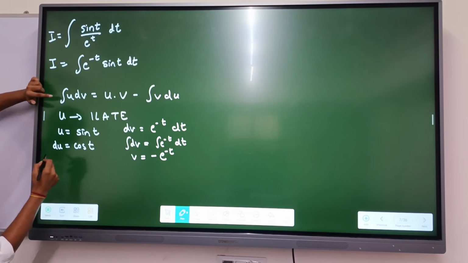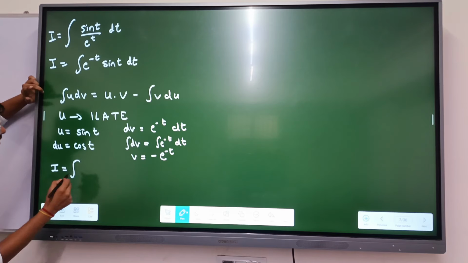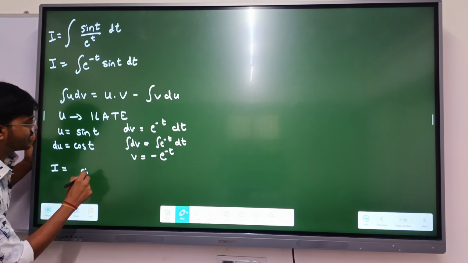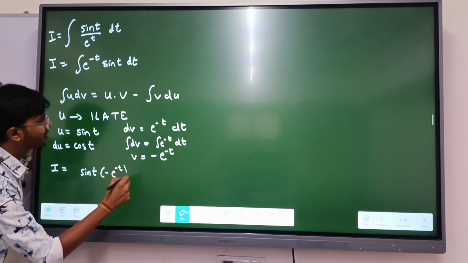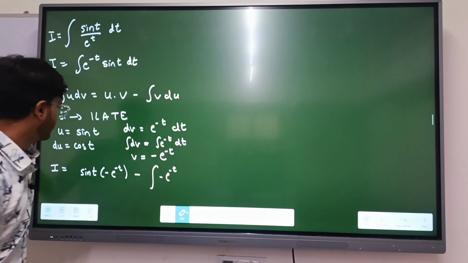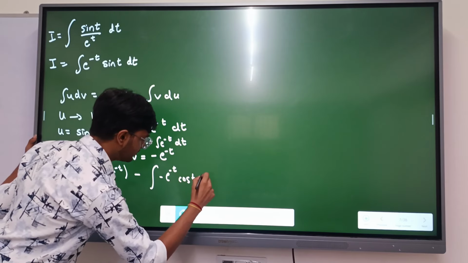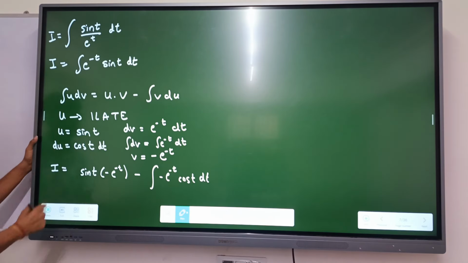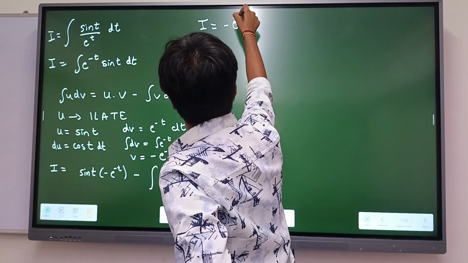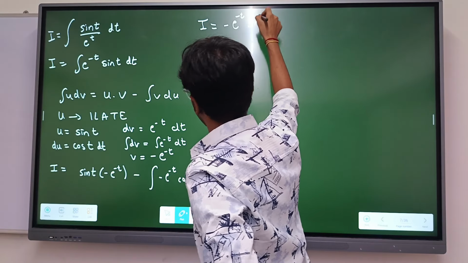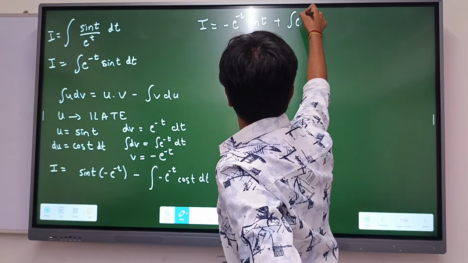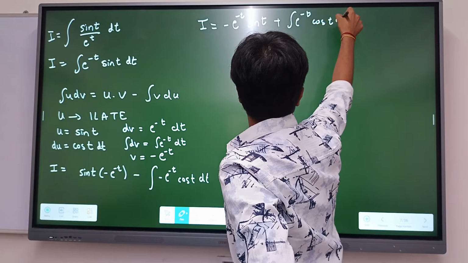Substitute here. So integration u dv, that is I, would be u into v. What is u here? u here is sin t. What is v? Minus of e^(-t), minus integration v du. v is minus e^(-t), du is cos t dt, differentiation with respect to t. So I would be equal to minus e^(-t) sin t, take this minus outside, plus integration e^(-t) cos t dt.